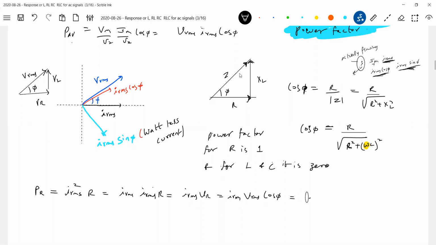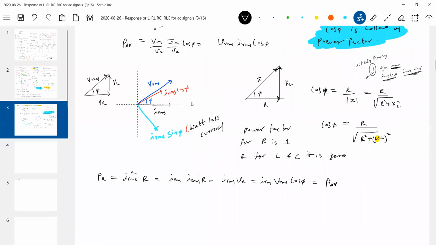So now, what is the average power dissipated in an RL circuit? It is nothing but the power dissipated across the resistor only. I just wanted to say that if they ask you to find the average power dissipated in an RL circuit, calculate the current flowing through the resistor, Irms square into R. That is nothing but average power. Try to correlate things.